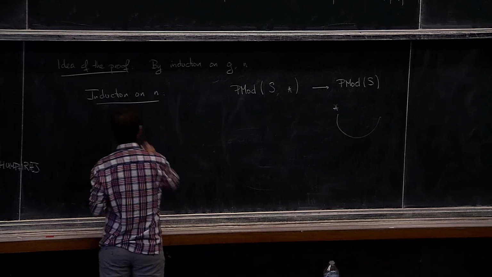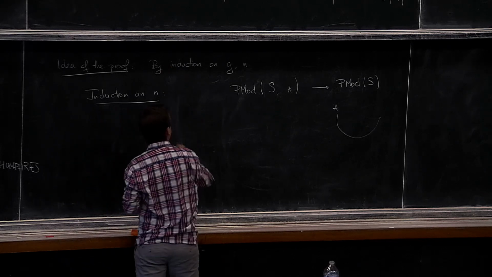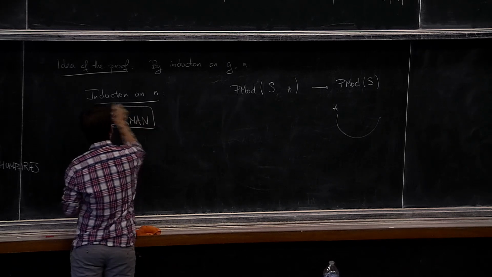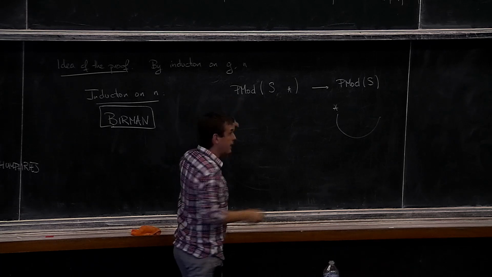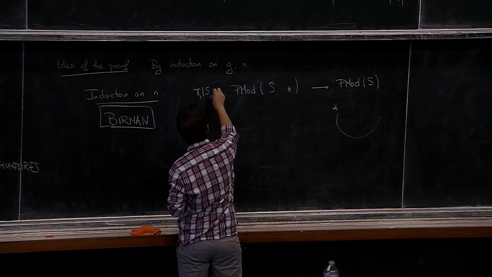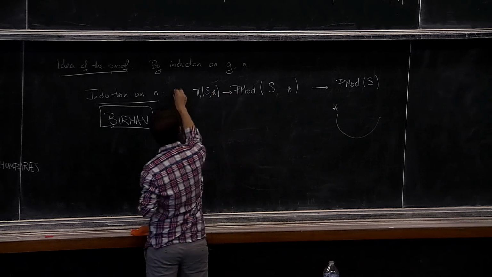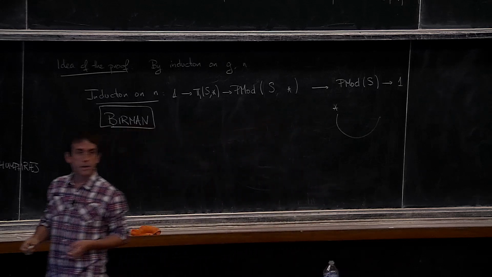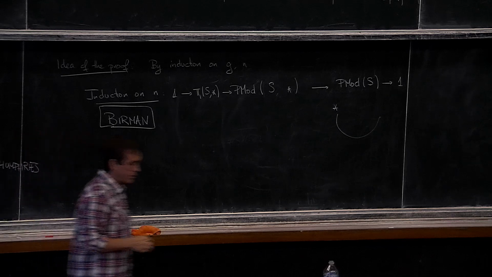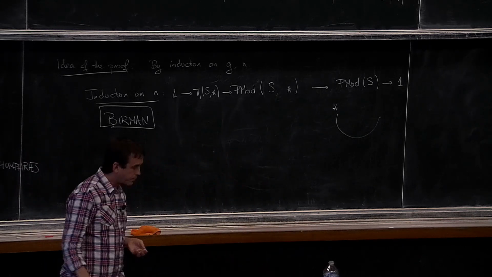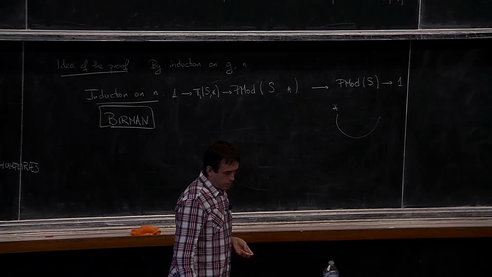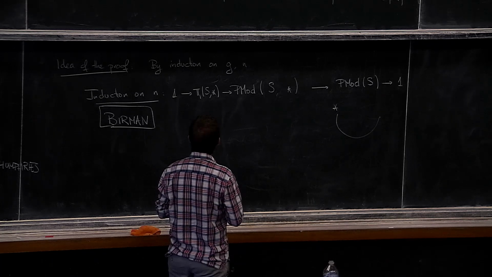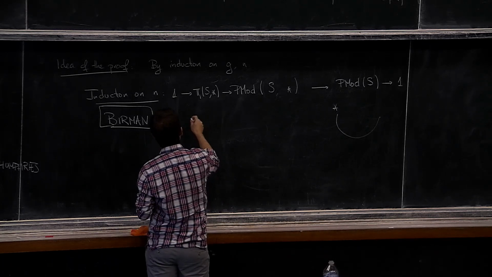So there's Birman's theorem. What Birman proved is that the kernel of this is exactly pi 1 of S based at that marked point. So she proved that this sequence is exact. That's called the Birman short exact sequence, for obvious reasons. She didn't call it that, but yeah. So, fact.